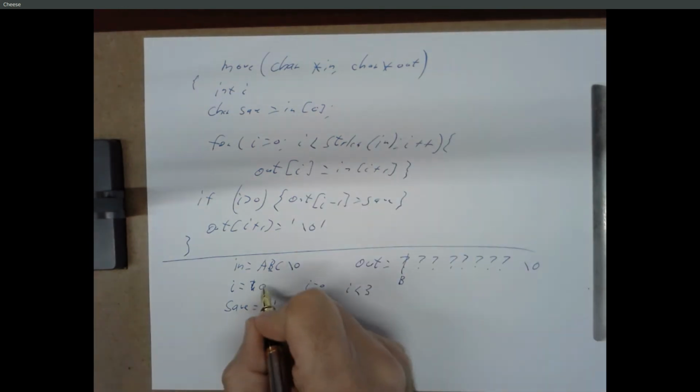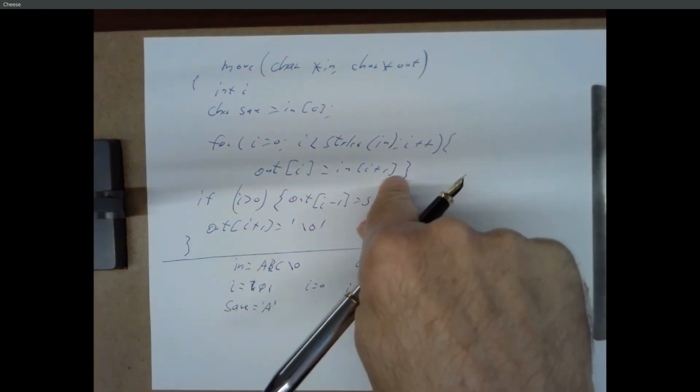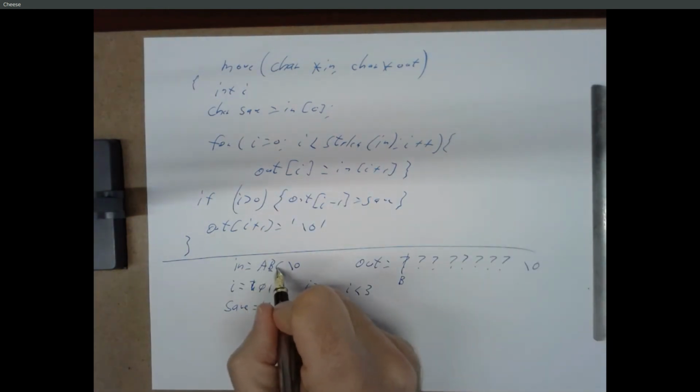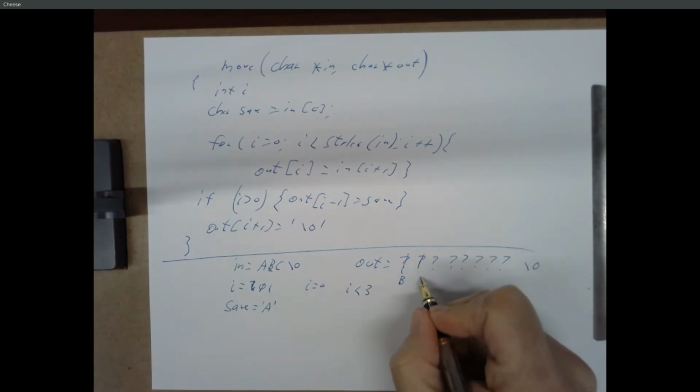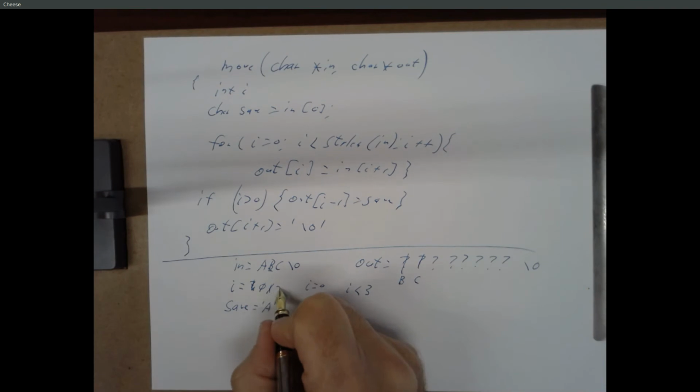And we go back to the loop. i gets incremented to a 1. It's still less than 3. out[1] equals in[2]. In[2] is a C. out[1] becomes a C. Good. i gets incremented again to a 2.